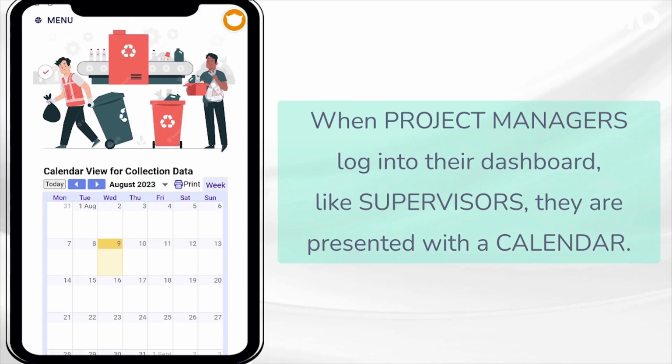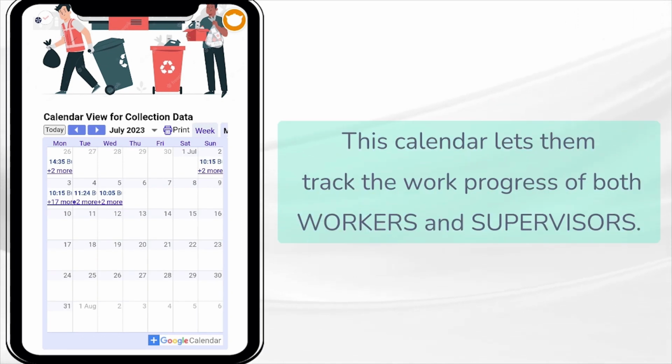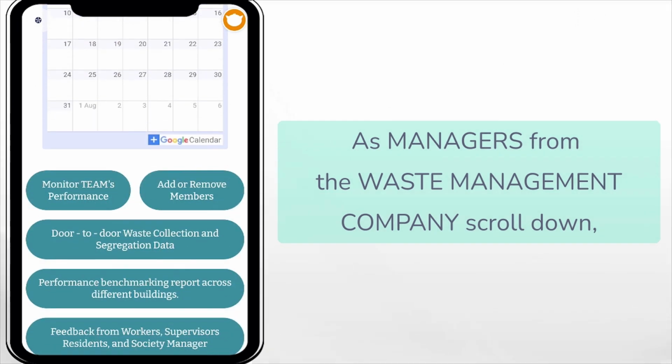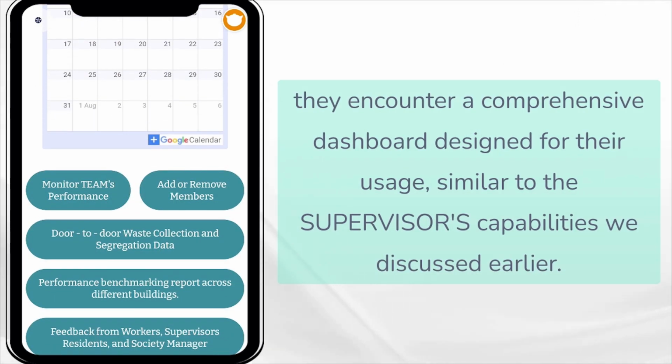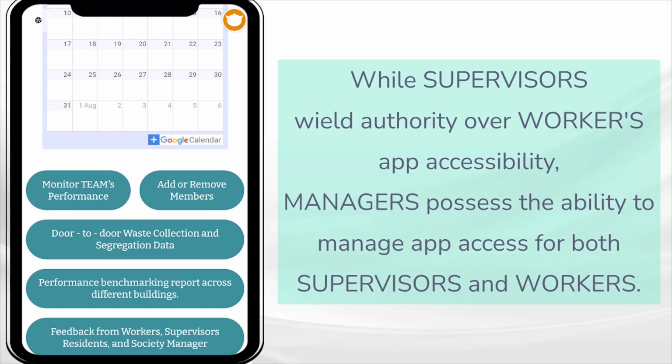When project managers log into their dashboard, like supervisors, they are presented with a calendar. This calendar lets them track the work progress of both workers and supervisors. As managers from the waste management company scroll down, they encounter a comprehensive dashboard designed for their usage. Similar to the supervisors' capabilities we discussed earlier, they can oversee their team members' performance. While supervisors wield authority over workers' app accessibility, managers possess the ability to manage app access for both supervisors and workers.